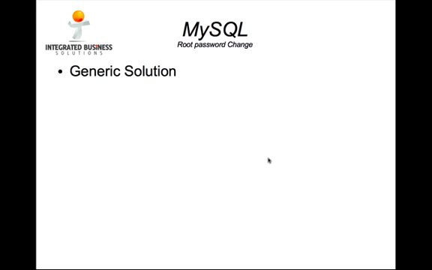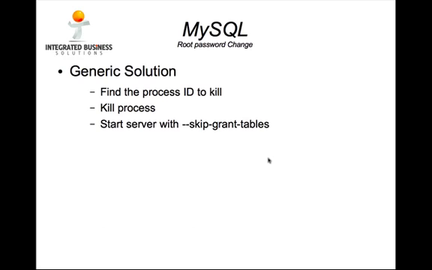The alternative solution is the generic solution, and again this will work on both Windows and on Linux. We'll find the process to kill. We'll kill the process. This is going to be based on Linux. Then we're going to start the server with the skip grant tables option. The skip grant tables option basically bypasses the MySQL security so that anybody is able to log in without providing a password. So this should only be used very briefly to make the change of the password and then to stop and restart in normal mode. We're going to issue the update password and we're going to restart the server.